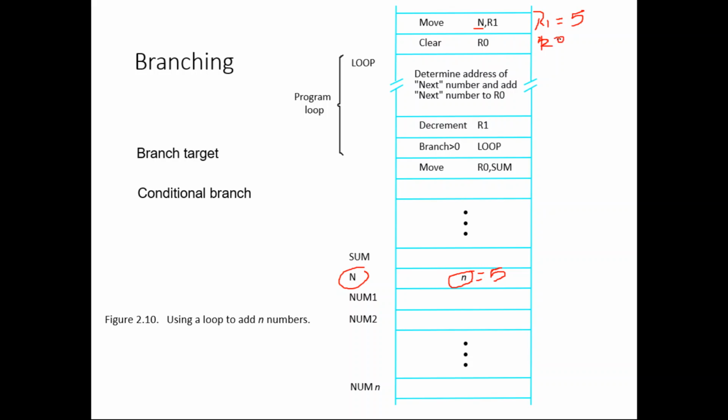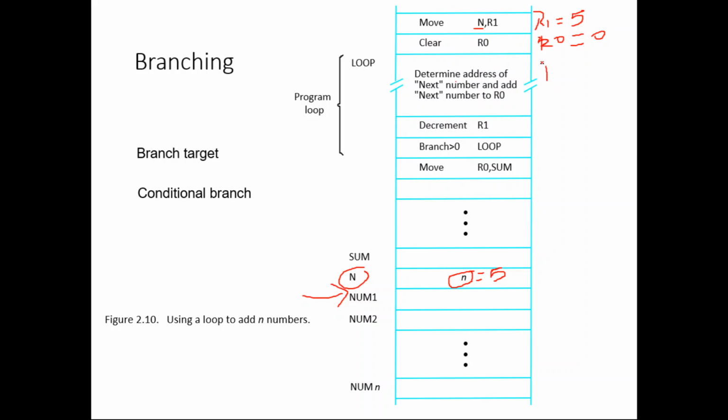Then comes the actual addition part. Here we are not writing the exact code, rather we are telling what to be done. Determine the address of the next number and add the next number to R0. So the address of the next number is nothing but this one. Identify that and add that with R0.